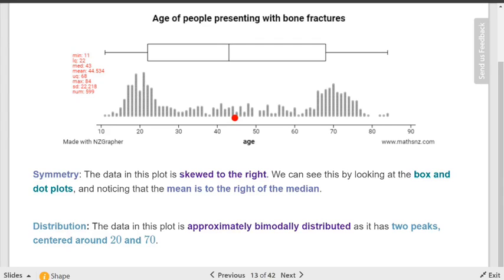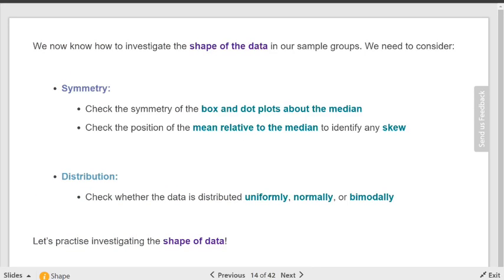Okay? If you gave me the numbers for this, 43 and 44, that's pretty close, right? So you could argue, as long as you had the numbers, that this is pretty symmetrical. Okay? You could say it's almost symmetrical, right? Or slightly skewed to the right. It's bimodally distributed because it has two peaks. And notice they give you the numbers about where those peaks are. If you don't give the numbers about where the peaks are, you're in trouble. Okay? We'll look at some examples here.